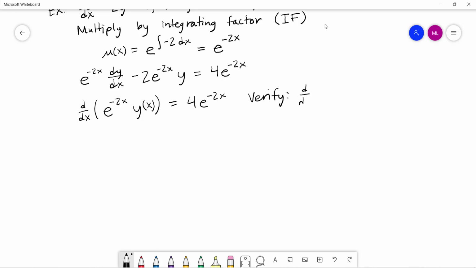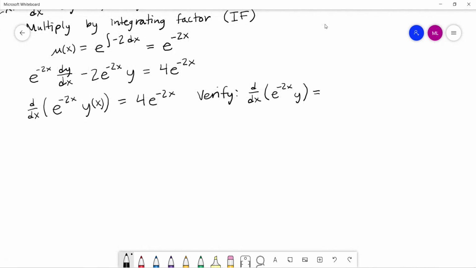What is d dx of e to the -2x times y? Well, what will we get? Knowing that they're both functions of x, I'm going to get the first times the derivative of the second. So I'll get e to the negative 2x times dy dx plus the second times the derivative of the first. But what's the derivative of the first? Well, what's the derivative of e to the negative 2x? The derivative of any exponential is itself, and then by chain rule, I'll pick up an extra factor of negative 2. So I'll get negative 2e to the negative 2x times just the y.